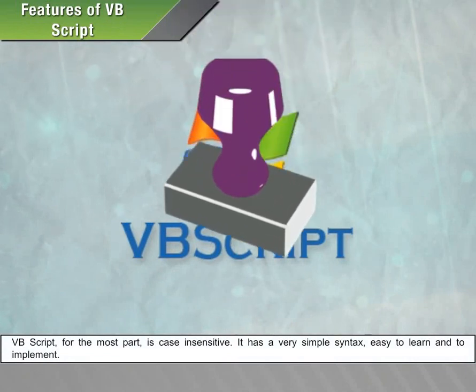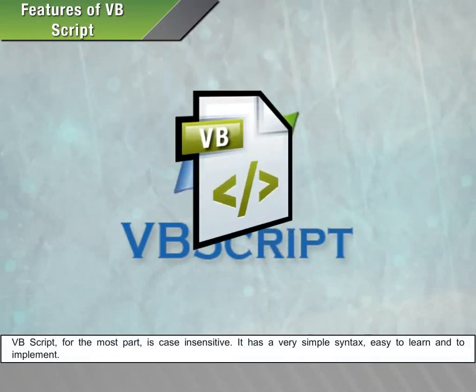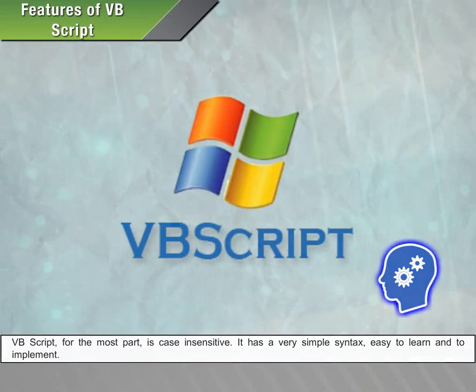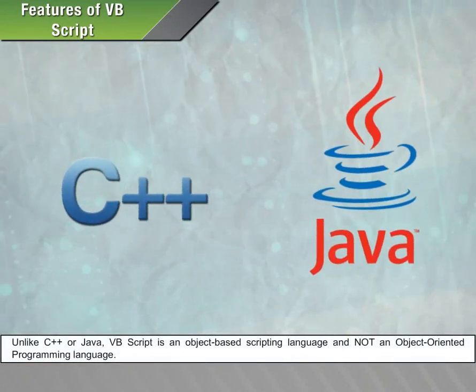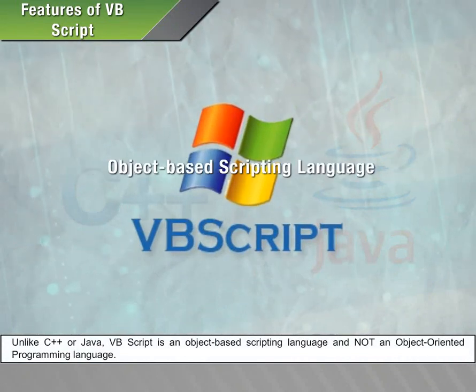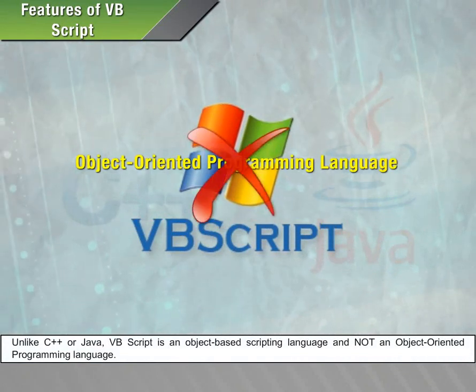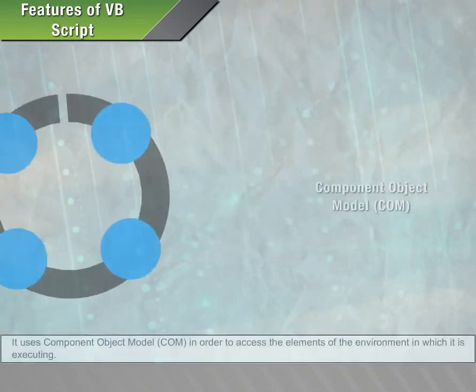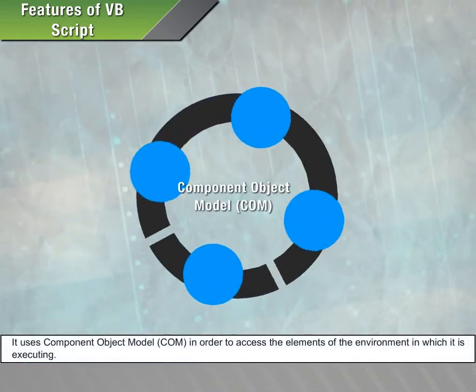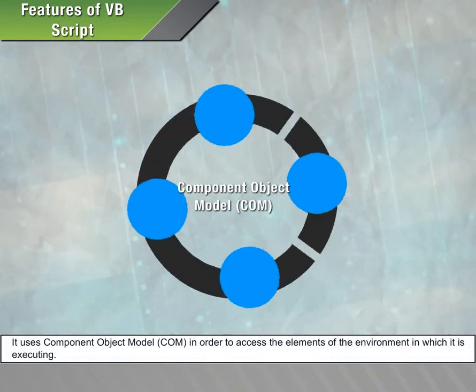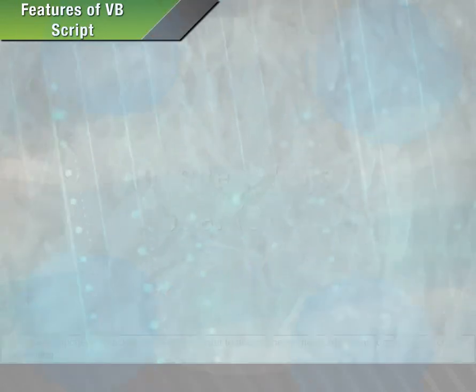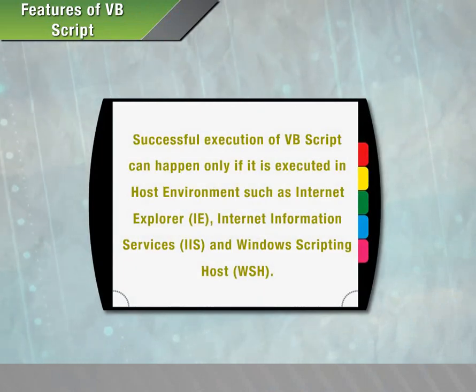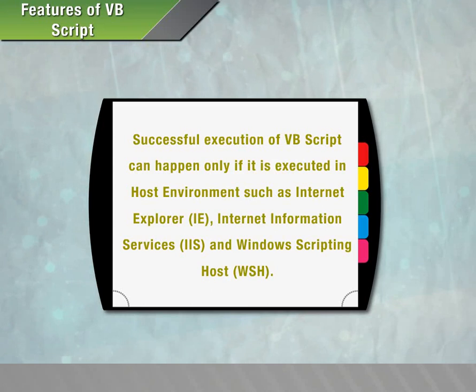VBScript, for the most part, is case-insensitive. It has a very simple syntax, easy to learn and implement. Unlike C++ or Java, VBScript is an object-based scripting language and not an object-oriented programming language. It uses Component Object Model (COM) in order to access the elements of the environment in which it is executing. Successful execution of VBScript can happen only if it is executed in host environments such as Internet Explorer (IE), Internet Information Services (IIS), and Windows Scripting Host (WSH).